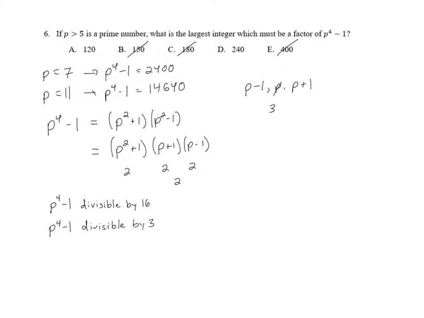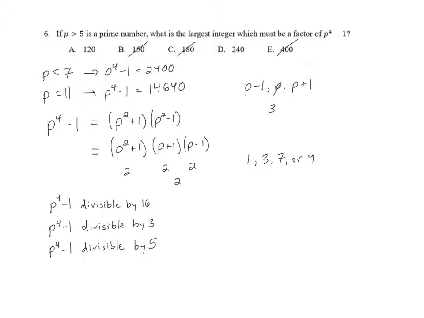My last claim is that p to the fourth minus 1 is going to be divisible by 5. We might guess that from the first two examples above, where we got 2,400 and 14,640, but we want to prove it. Because p is a prime number greater than 5, we know that its ones digit is going to be 1, 3, 7, or 9.